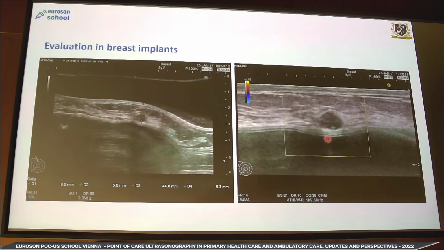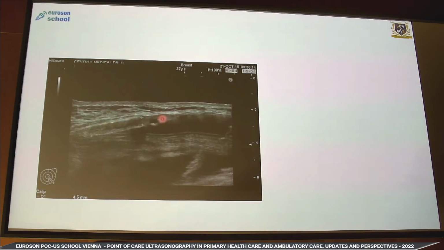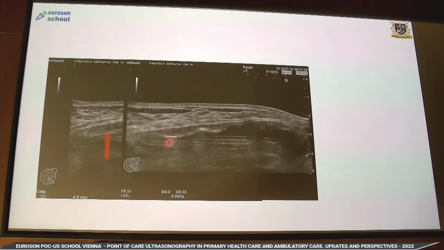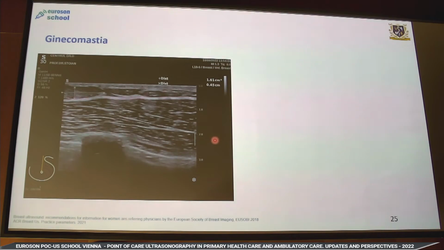As long as the entire implant has these fine thin layers, parallel with a very small and narrow space between them, there is not a huge problem. But whenever between the lines, so this is the muscle plane, this is one line, and the second line is here, there is an inappropriate space, an inappropriate something there, refer the patient to somebody who knows a little more about this.